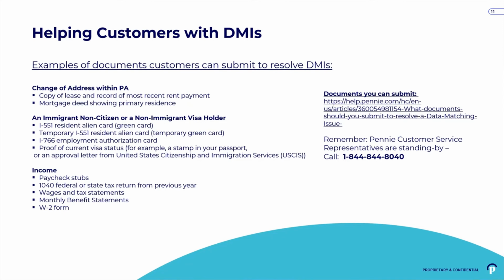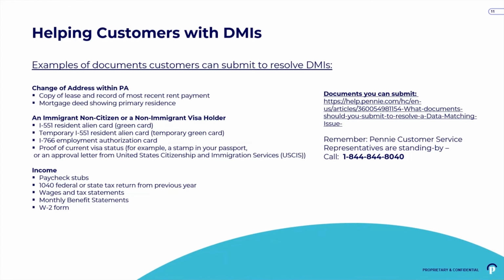Those are things that you can see further into, as well as with regard to verifying income. You can use paycheck stubs. You can use a 1040 federal or state return from a previous year. Wages, tax statements. You can also utilize monthly benefit statements or a W-2 form. Documents you can submit. Again, we have those highlighted through our FAQs, and there's actually an article here that's highlighted that you can access on pennie.com.